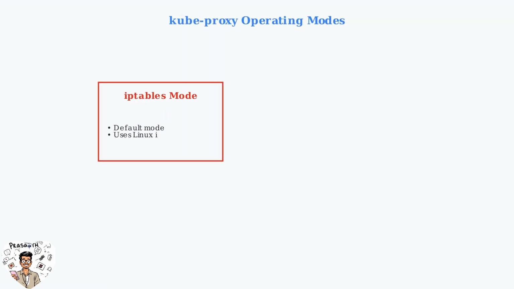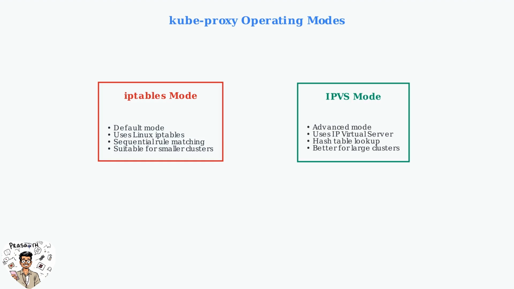Kube-proxy operates in two primary modes. The Iptables mode is the default, using Linux Iptables with sequential rule matching, making it suitable for smaller clusters. The IPVS mode uses IP virtual server with hash table lookups, providing better performance for large-scale deployments.